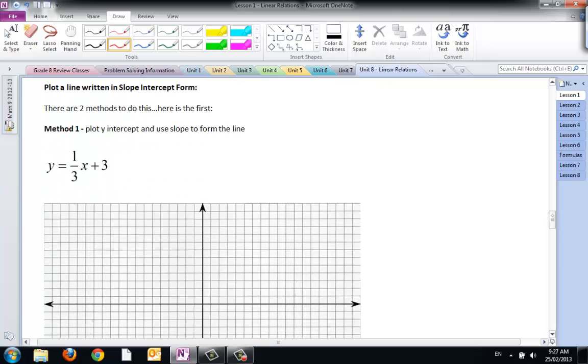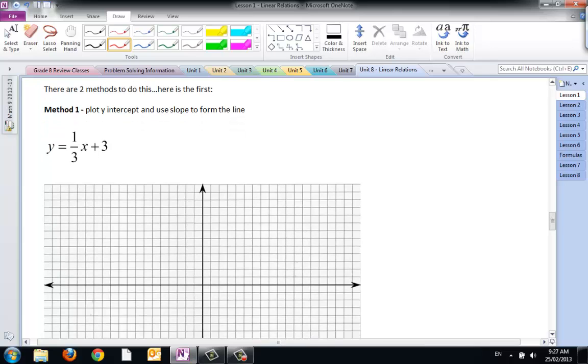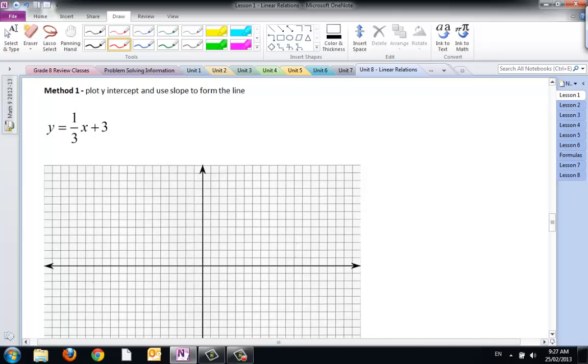Okay, so let's plot a line using this method. We're going to do the slope-intercept form first. And so here we have an equation, y equals 1/3 x plus 3. Remember that 3 is the point where the line crosses the y-axis, the y-intercept. So I'm going to plot a point right there, and that would be 0, 3. That would be its ordered pair.